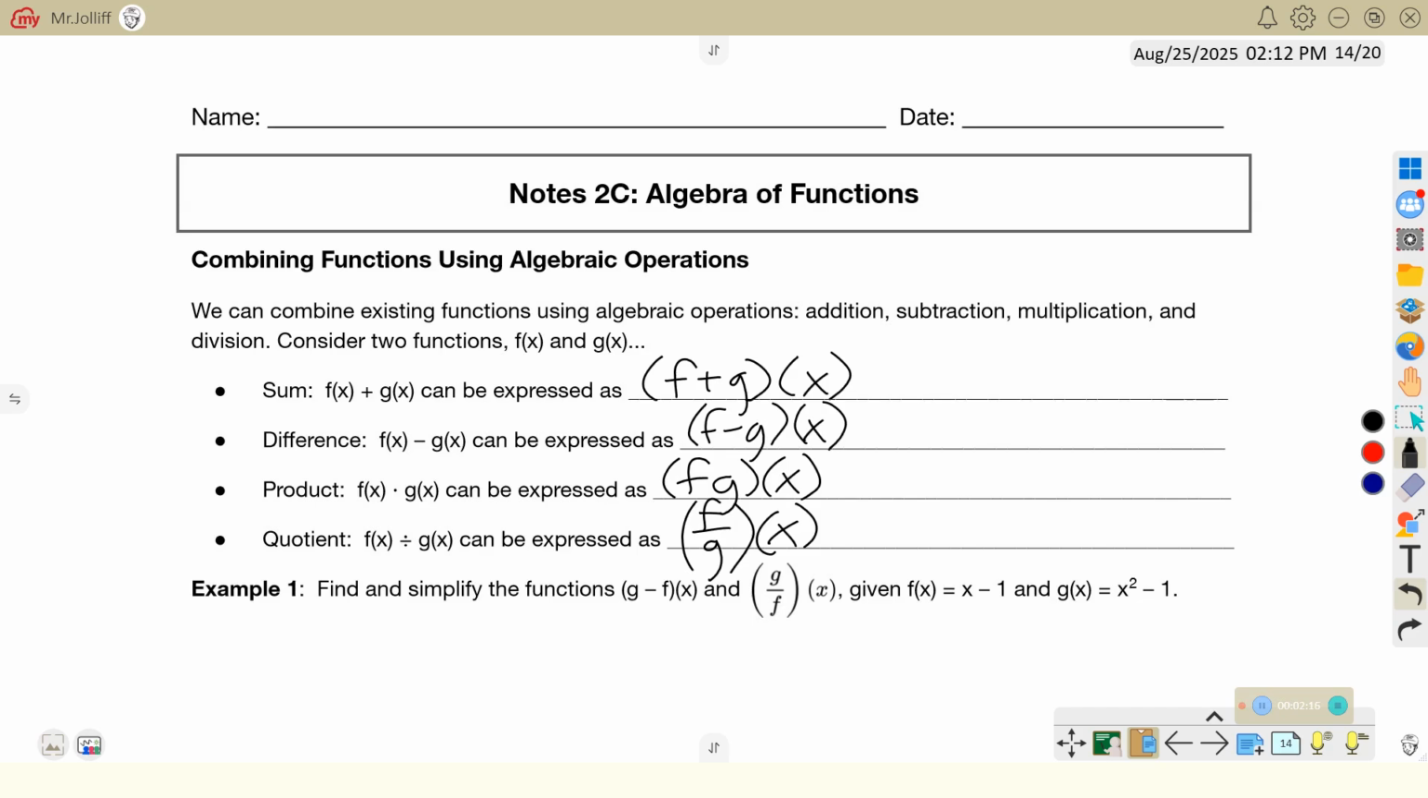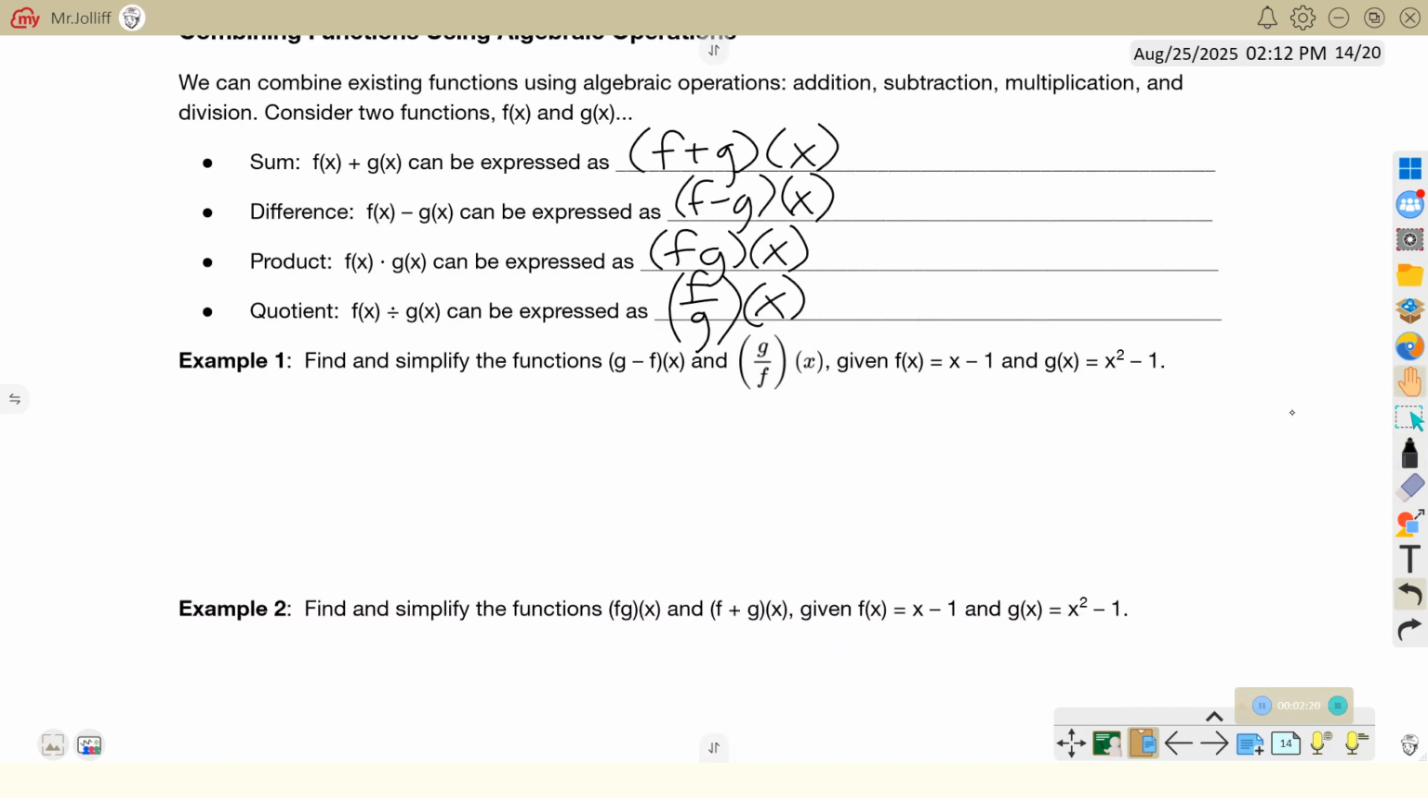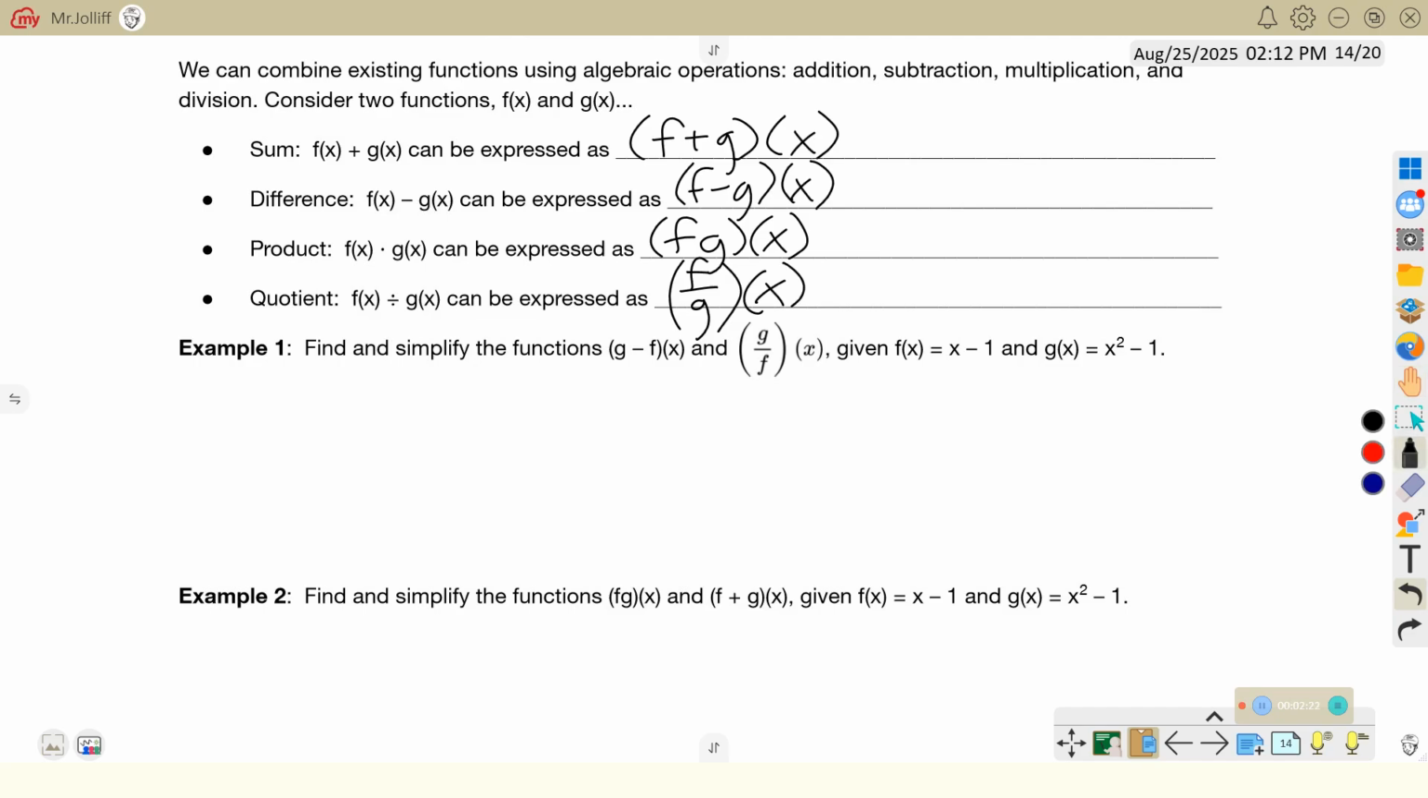Okay, so let's do some examples. I'm going to do some. You're going to do some for practice because it's good for you. For example 1, they ask us to find and simplify the functions g minus f and g divided by f, given that f of x is x minus 1 and g of x is x squared minus 1.